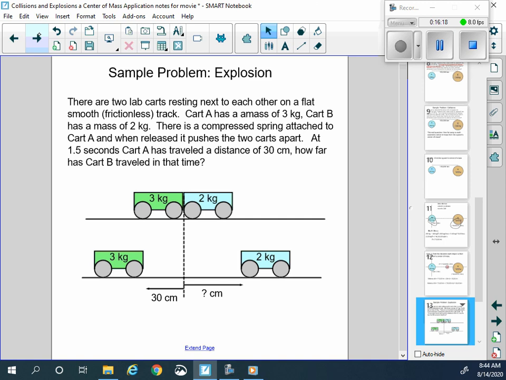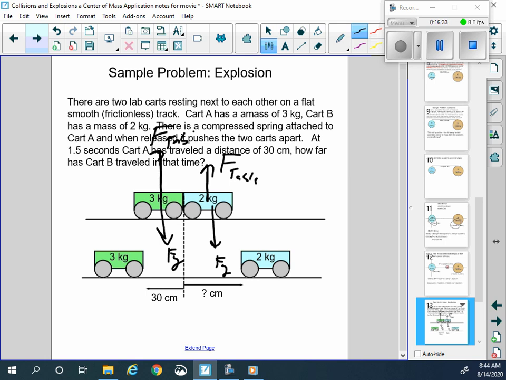Now, if you're thinking there's going to be a force of gravity pulling down, you are totally correct. But there's also going to be a force of the table that's going to push up, because the carts are not going to fall through the table. These two forces cancel out. That means I have no net force.